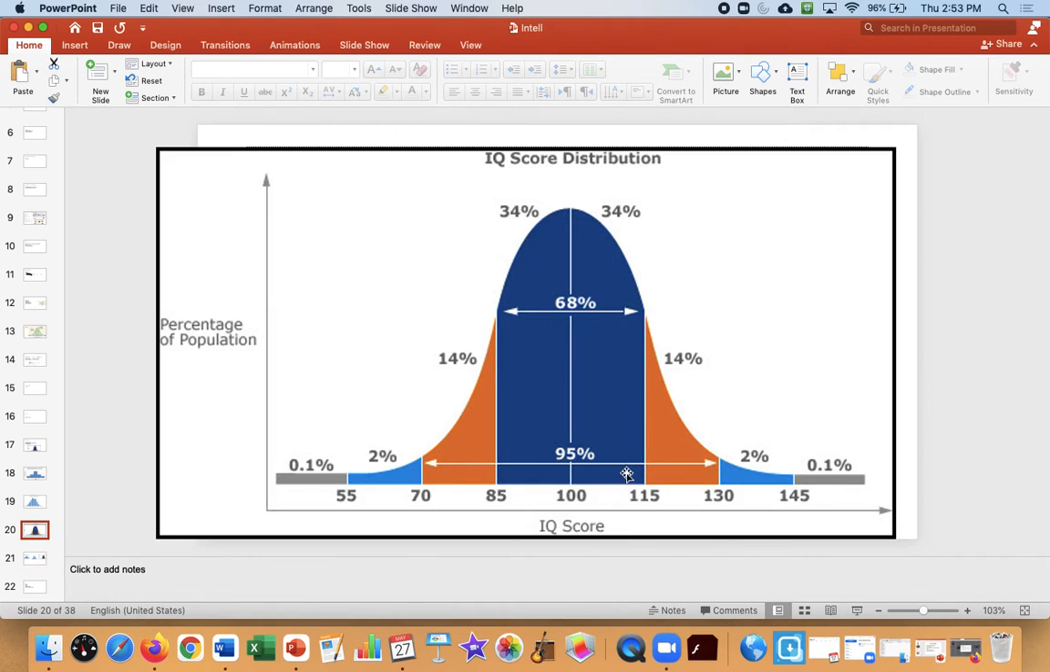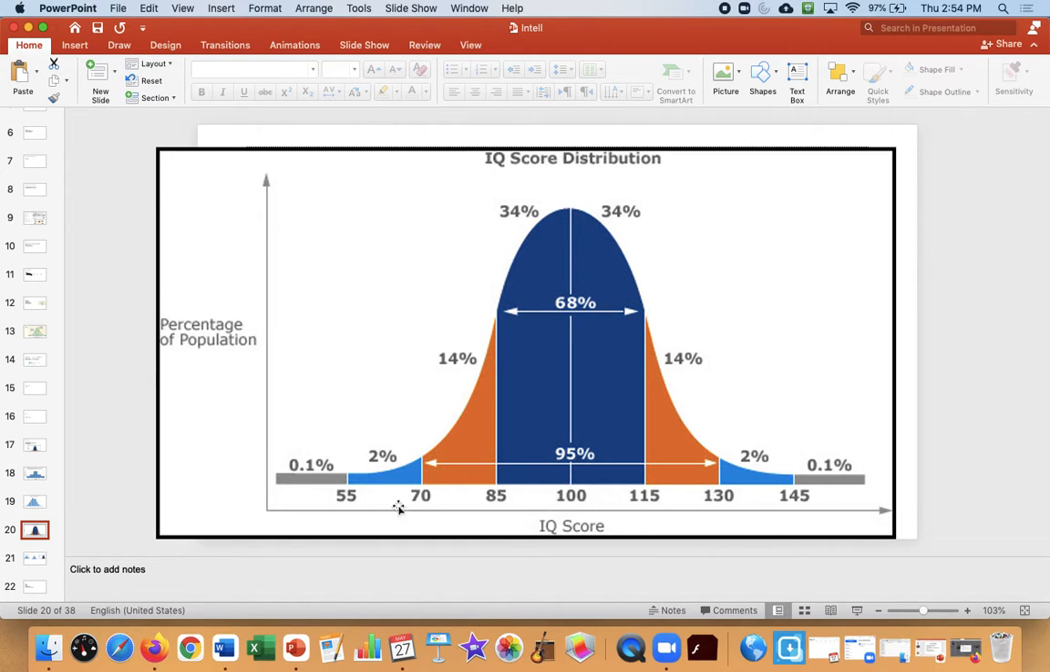On an IQ test, the average score is 100, and then standard deviation is 15. What does that mean? IQ, the average score is 100, then 85 to 115 is one standard deviation. 68% of people have that score. Most people have a score between 85 and 115, one standard deviation.